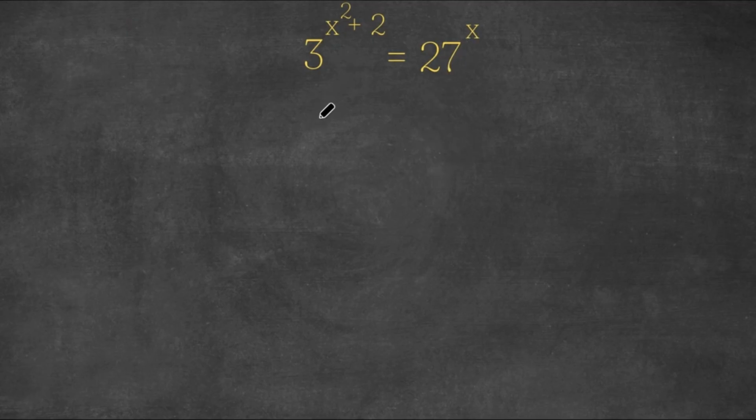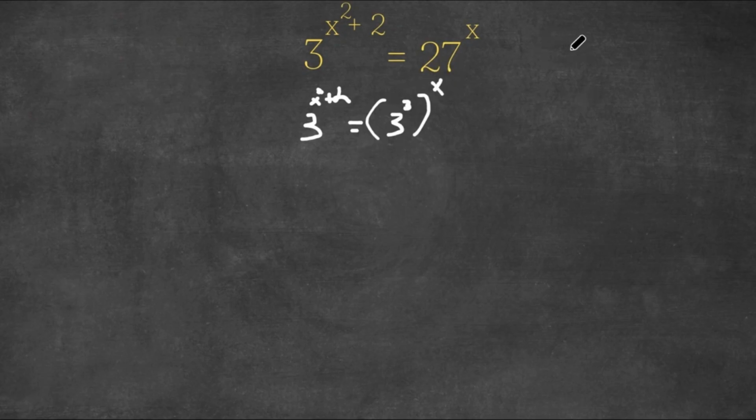So we're going to change this to 3 to the power of x squared plus 2 equals 3 to the power of 3 to the power of x. All we did was simply replace the 27 with 3 to the power of 3.